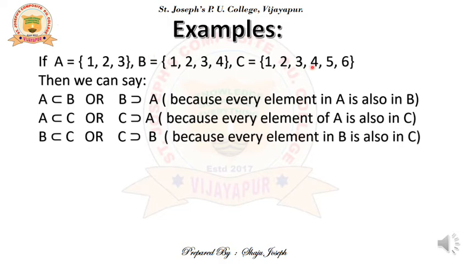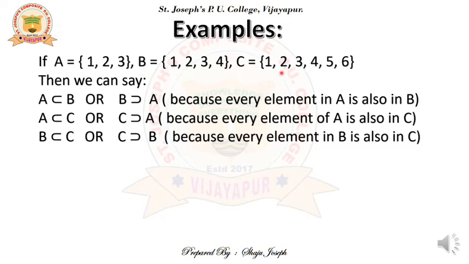What about B and C? Let's compare between B and C. Okay. B contains 1, 2, 3, 4. These are the elements. Do you find the same elements in C? 1, 2, 3, 4. Yes, of course. That means B is a subset of C.